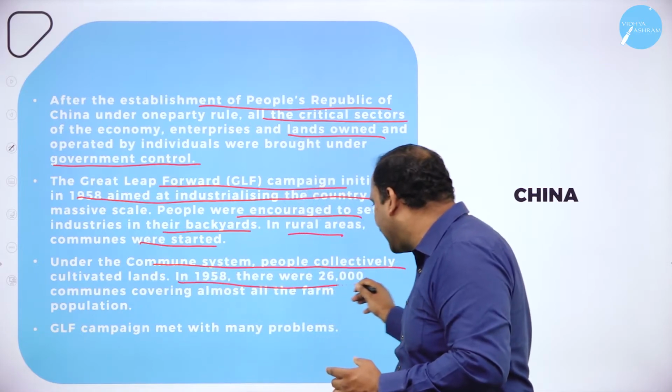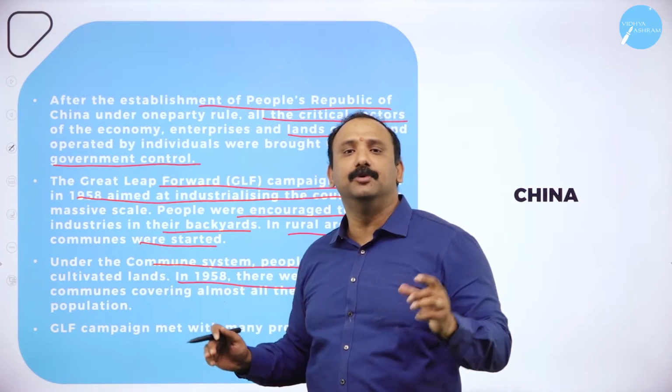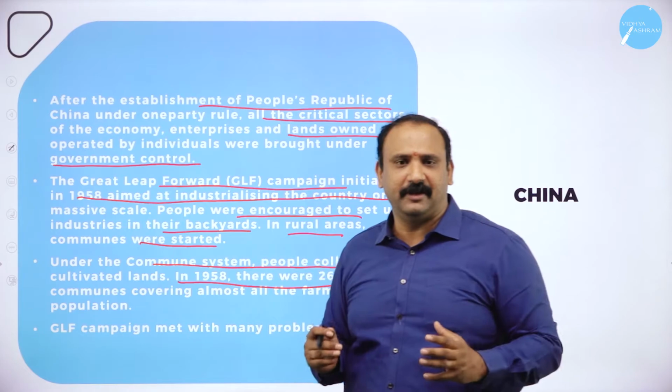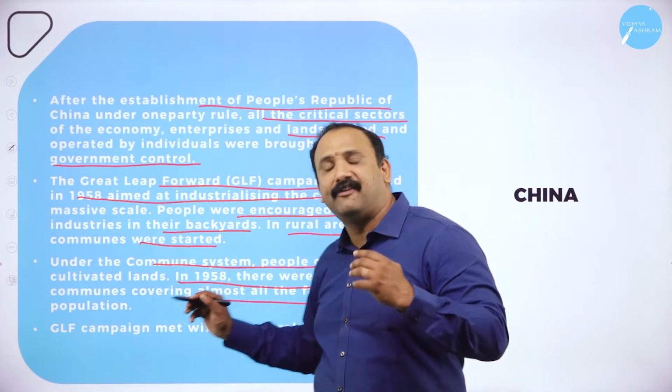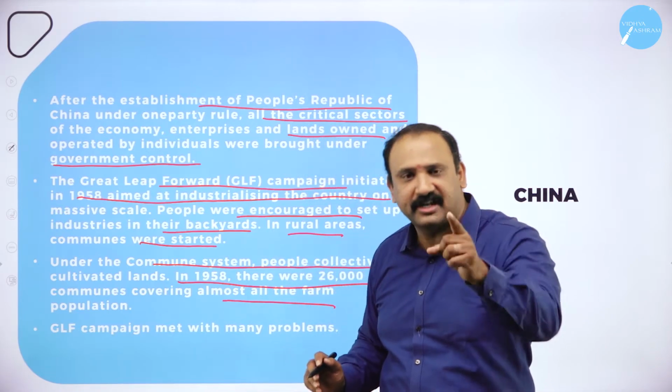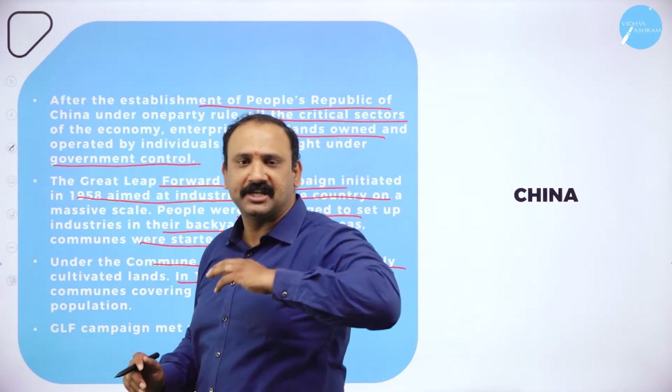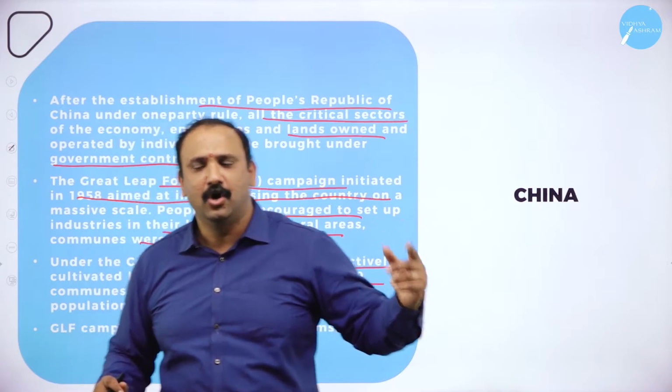In 1958, there were 26,000 communities. Look at the massive development that China has done altogether, covering almost all the farm population. So agriculture was definitely covered. Agriculture was just coming up in a big way in China altogether.